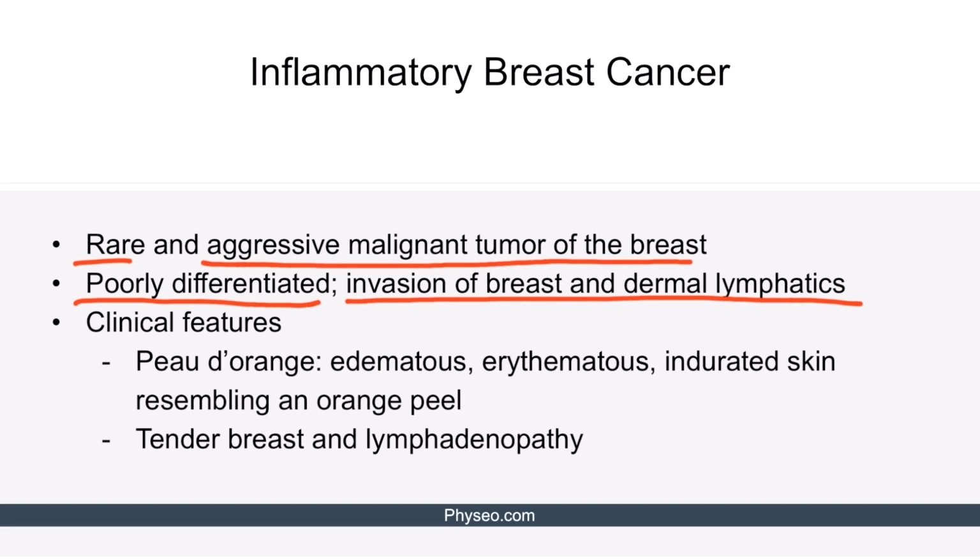Patients with inflammatory breast cancer have a typical appearance of the breast referred to as peau d'orange, which translates to orange peel. The breast appears edematous and erythematous with indurated skin resembling an orange peel. This occurs due to tumor infiltration and obstruction of dermal lymphatics. The breast is also tender and lymphadenopathy is usually present.